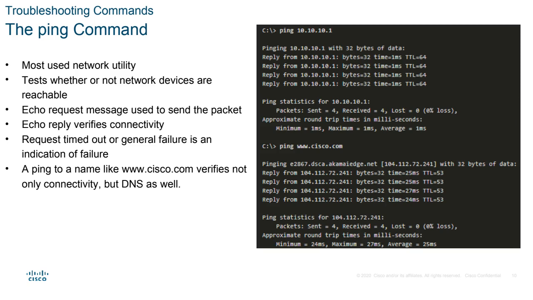Ping command, the most used network utility. It tests whether or not network devices are reachable. How does it work? An echo request message is used to send the packet. The echo reply verifies connectivity. Request timed out or general failure is an indication of failure. A ping to a name like www.cisco.com verifies not only connectivity but DNS as well.